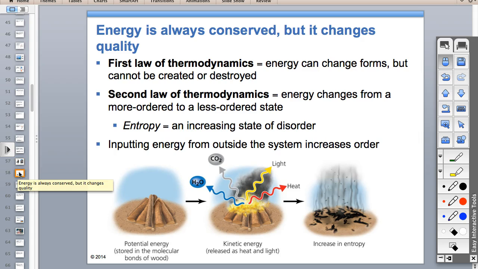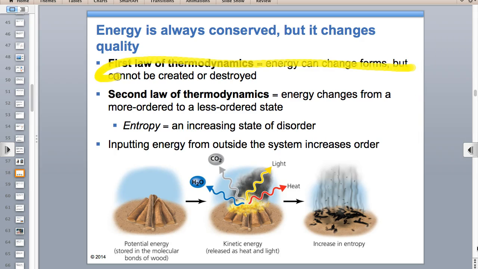The laws of thermodynamics. This is super important. The first law of thermodynamics is going to be the first thing that comes to your head when you think about energy. You probably learned some laws, and you're like, what is that first law? It takes you a second, but you can come up with it, right? It's like, oh, energy can change forms, but it can't be created or destroyed. Have you heard that before in your life? So the first law of thermodynamics is the first one that comes to your head.